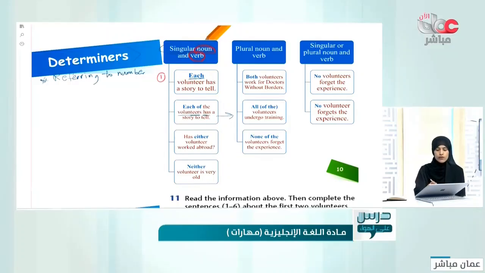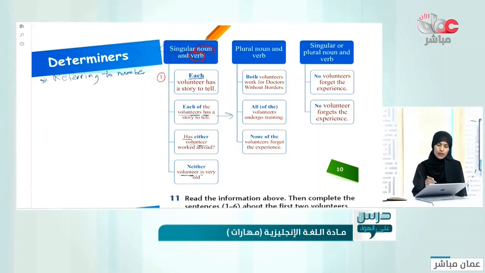Also, either is used when the verb is singular and the noun is singular, and also the determiner neither. Neither volunteer is very old. The noun is singular, and the verb is also singular. Of course, because the noun is singular, the verb has to be singular, right?